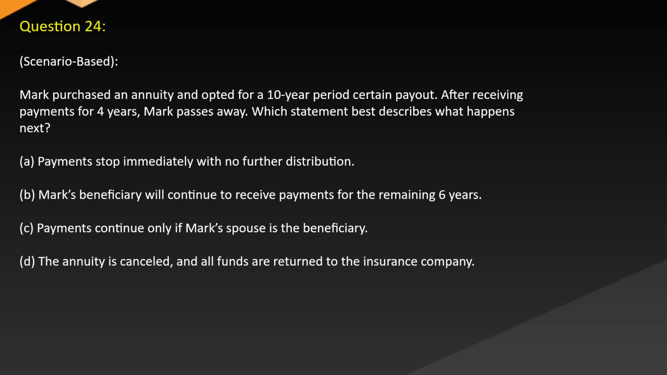Question 24. Scenario-based. Mark purchased an annuity and opted for a 10-year period certain payout. After receiving payments for 4 years, Mark passes away. Which statement best describes what happens next? A. Payments stop immediately with no further distribution. B. Mark's beneficiary will continue to receive payments for the remaining 6 years. C. Payments continue only if Mark's spouse is the beneficiary. D. The annuity is cancelled and all funds are returned to the insurance company.